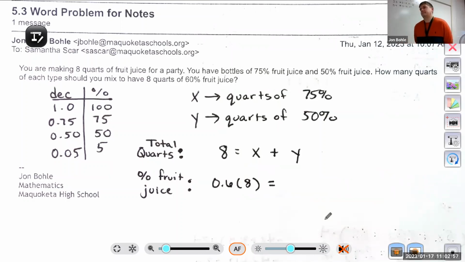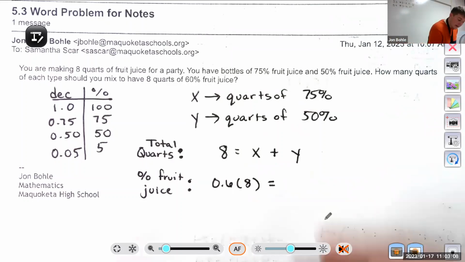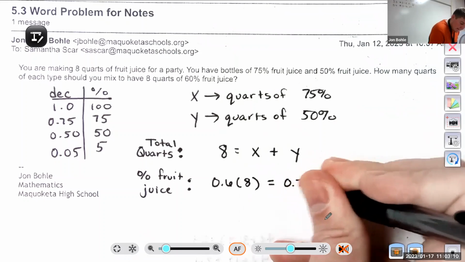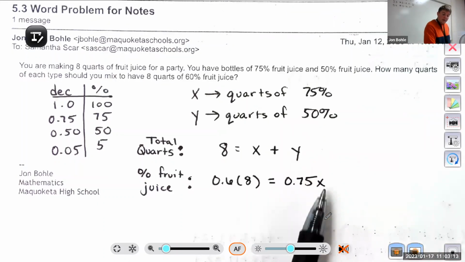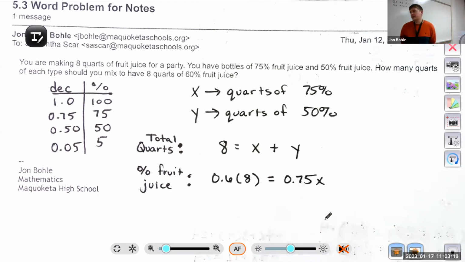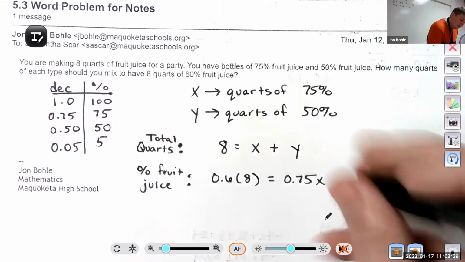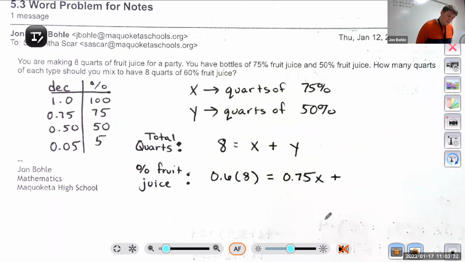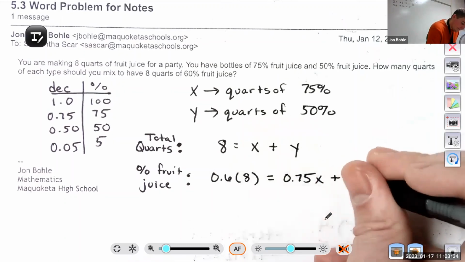What's the next thing I need? My percent juice of 75% ones, right? If I take all my liquid here, however many quarts that is, 75% of that is fruit juice. So if I have 2 quarts, 1.5 of those quarts is fruit juice. How would I represent the next one? 0.5 what?